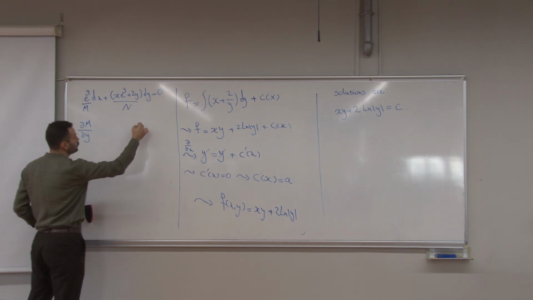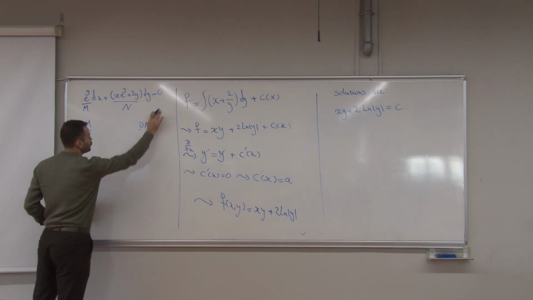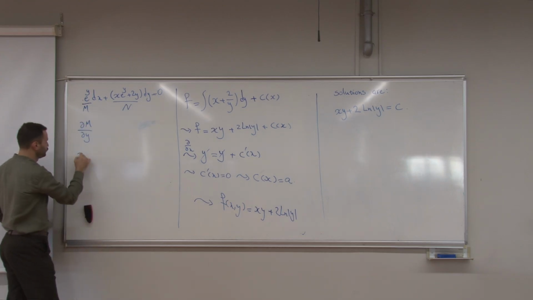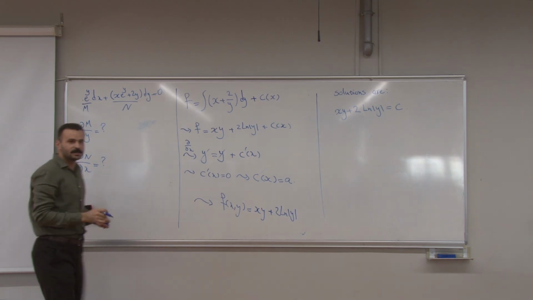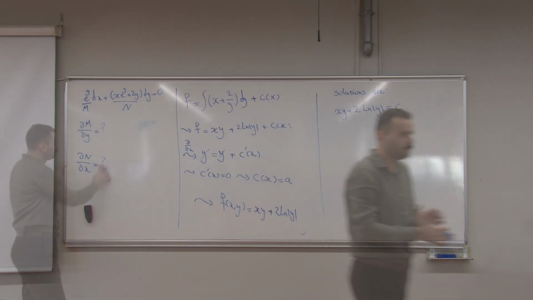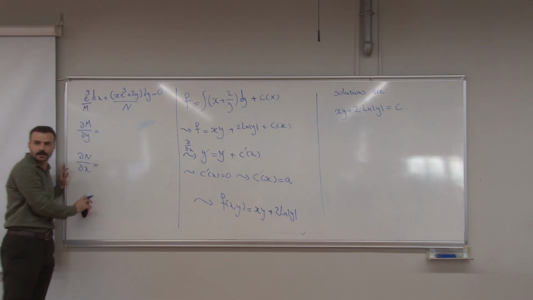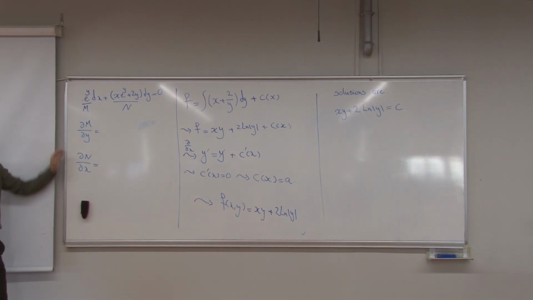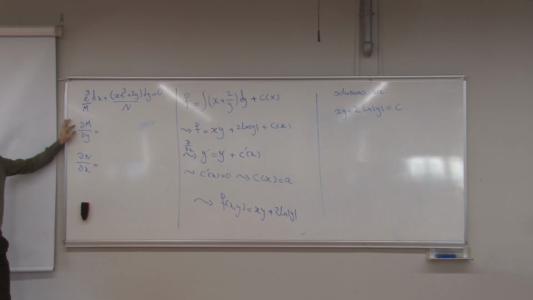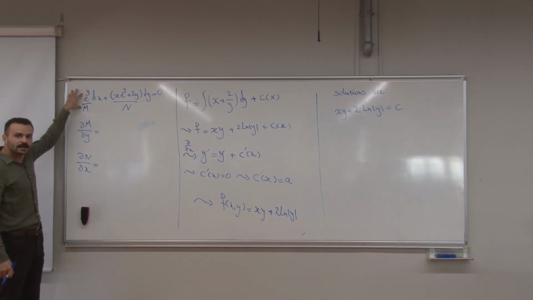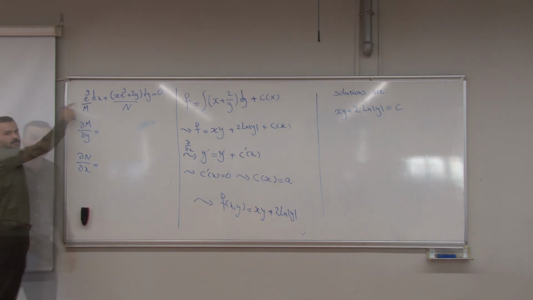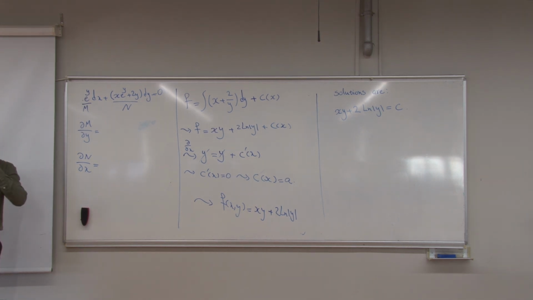Can you please calculate the partial derivatives? If we are taking the partial derivative of m with respect to y, what are we going to get? e to the power of y's derivative. What is the partial derivative of e to the power of y?